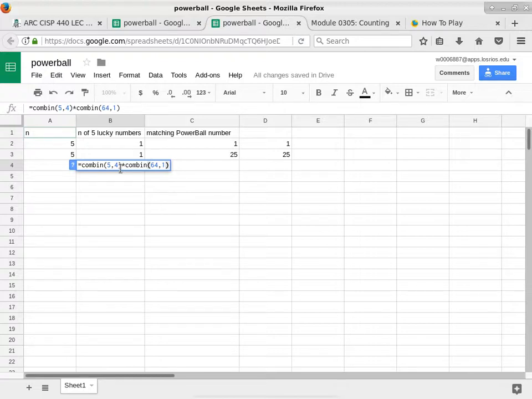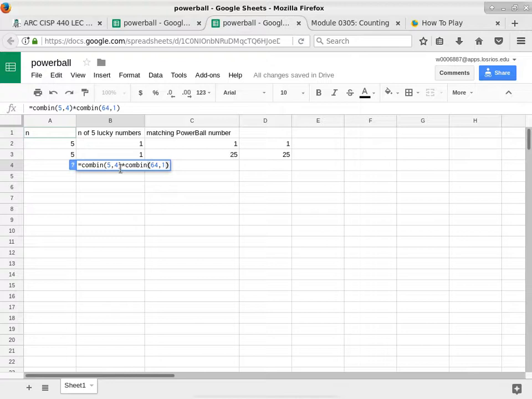Yep, you use multiplication. I did use multiplication, which is correct. So what is the 5 and 4 saying? You're choosing 4 out of the 5 lucky numbers, and then you're choosing 1 out of the 64 unlucky numbers. That tells you how many ways you can have 4 out of 5 lucky numbers.